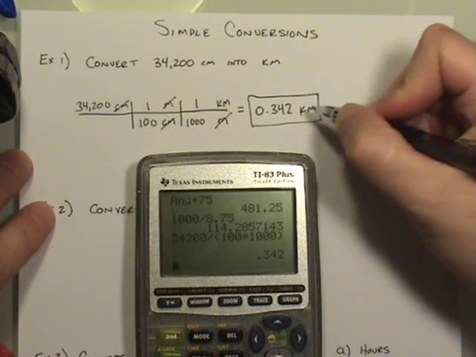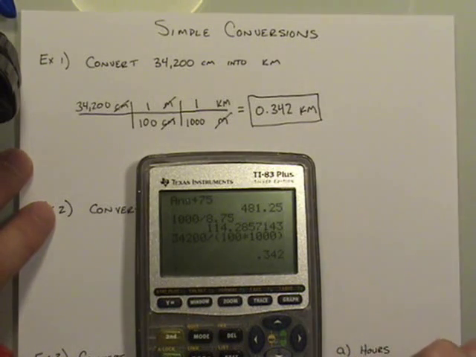So let me show you the other way that you could have done this in your calculator. You can do it one step at a time, and if you're going to do that, then what you'd want to do is to put the 34,200 centimeters, divide by 100, and hit enter.